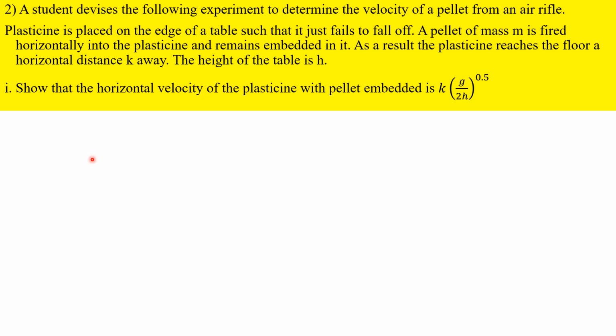The student devises the following experiment to determine the velocity of a pellet from an air rifle. Plasticine is placed on the edge of a table such that it just fails to fall off. A pellet of mass m is fired horizontally into the plasticine and remains embedded in it. As a result, the plasticine reaches the floor a horizontal distance k away. The height of the table is h. Show that the horizontal velocity of the plasticine with pellet embedded is k times (g/2h)^0.5.